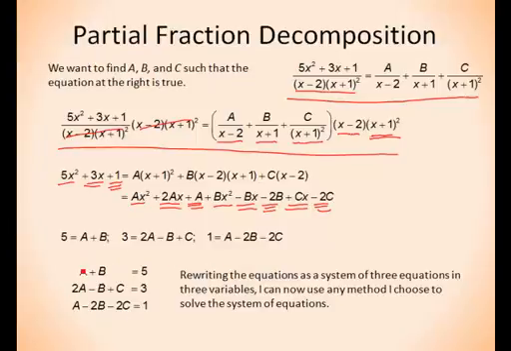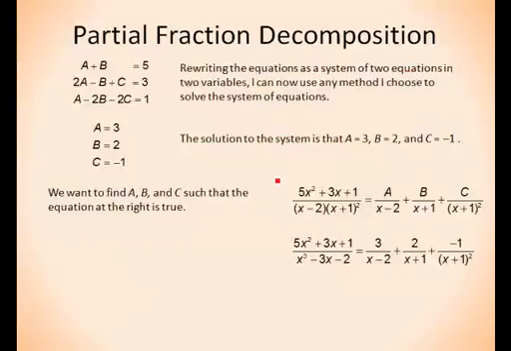This gives me a system of 3 equations in 3 variables, and again I can solve that using any method at my disposal. The solution is that a equals 3, b equals 2, and c equals -1. And when I plug those back in, 3 for a, 2 for b, and -1 for c, I get this partial fraction decomposition of my original rational function.